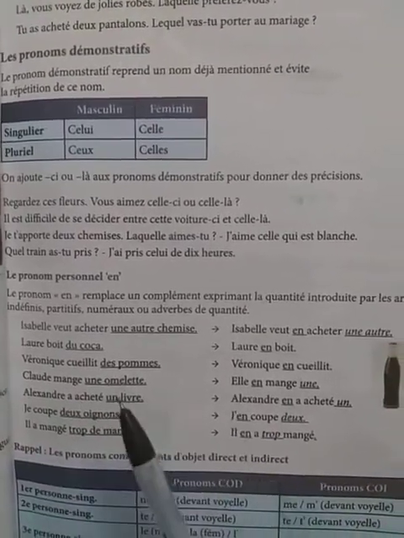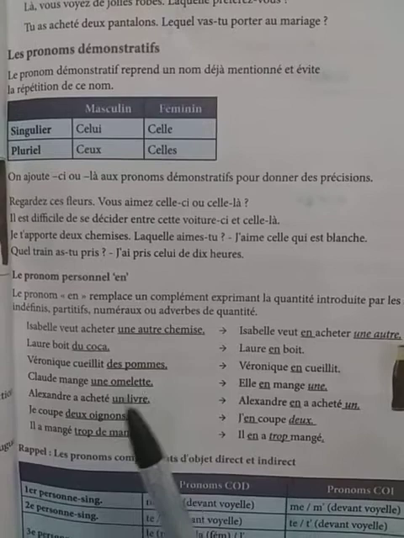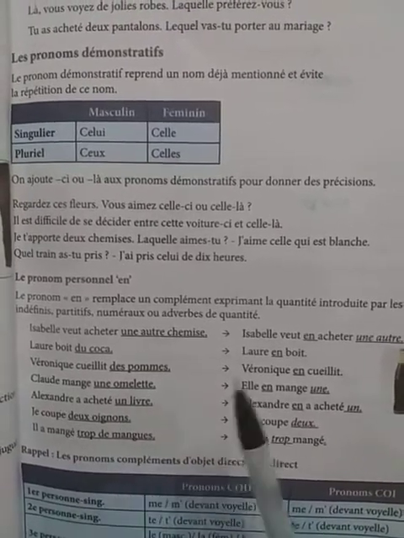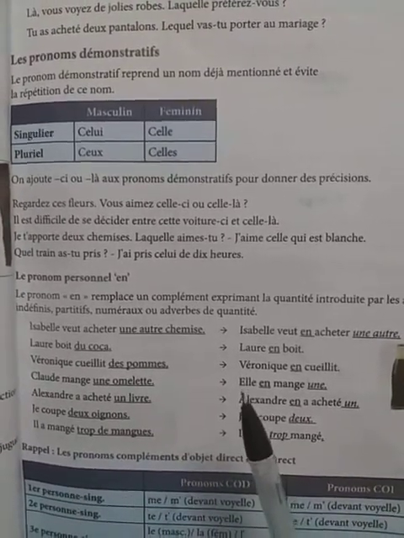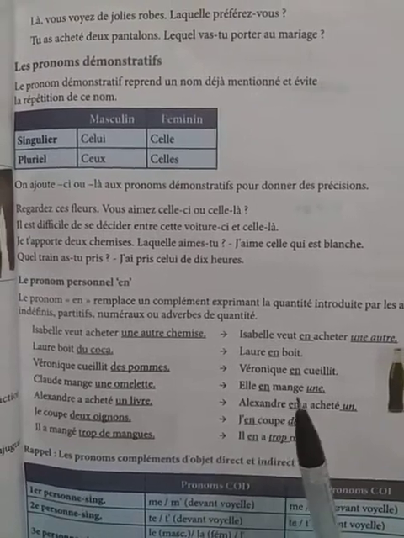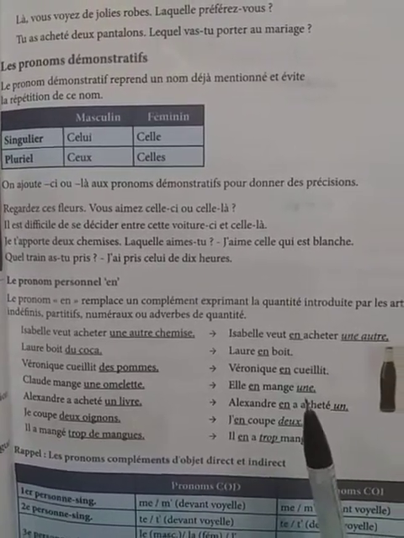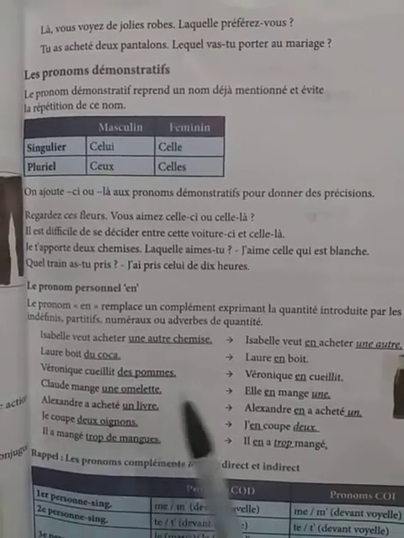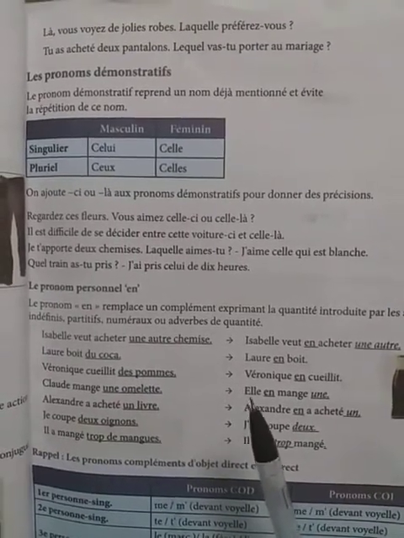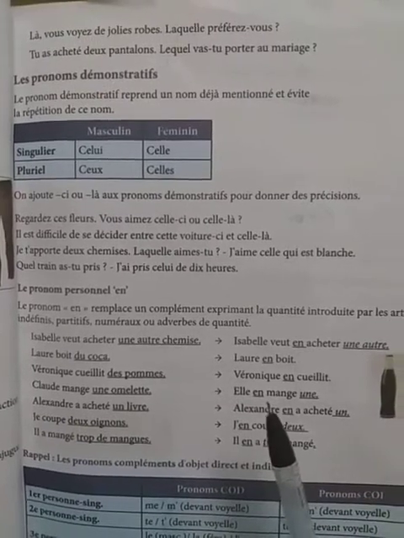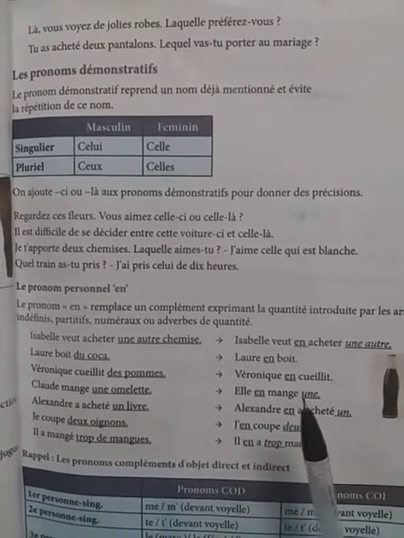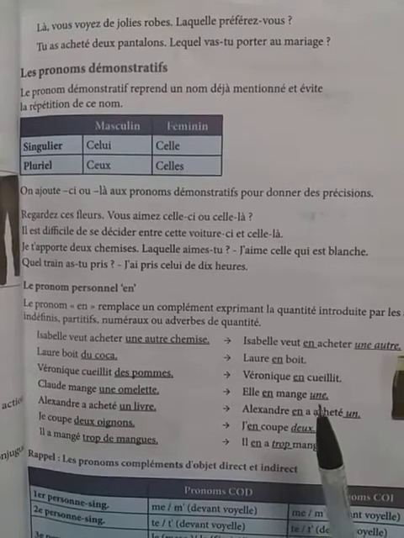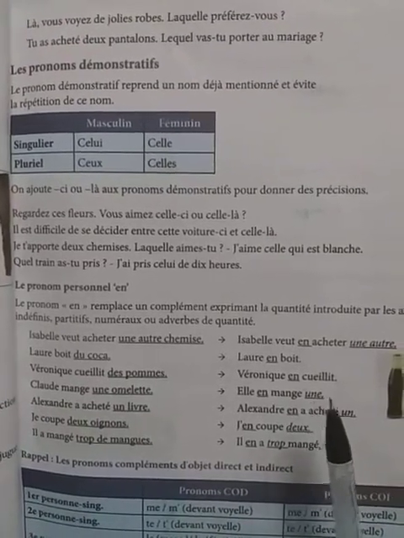Look at here. Omelette can be replaced by the en. Here, Claude is replaced by the personal pronoun elle. Elle en mange une. She eats one of it. Claude is replaced by the personal pronoun, third person elle. Place the pronoun en, then put the verb, then put the number une in the answer.